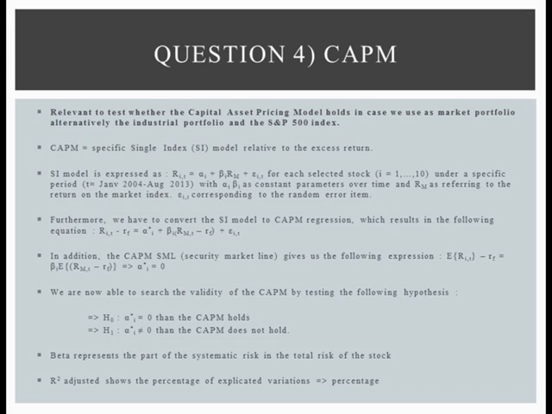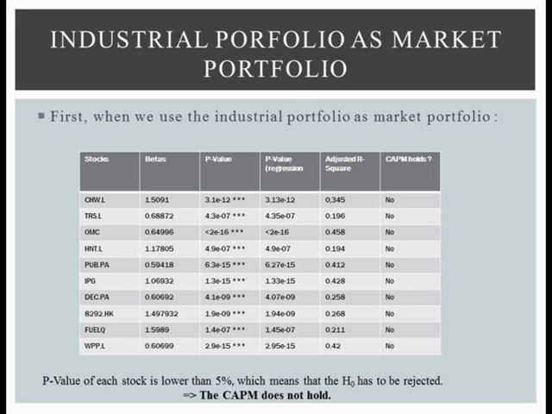Now have a look at the results for the CAPM. In the first case, we use the industrial portfolio as market portfolio. You can see the results on the slide, and we can see that the p-value of each stock is lower than 5%, which means that the null hypothesis has to be rejected. So we can say that the CAPM does not hold.